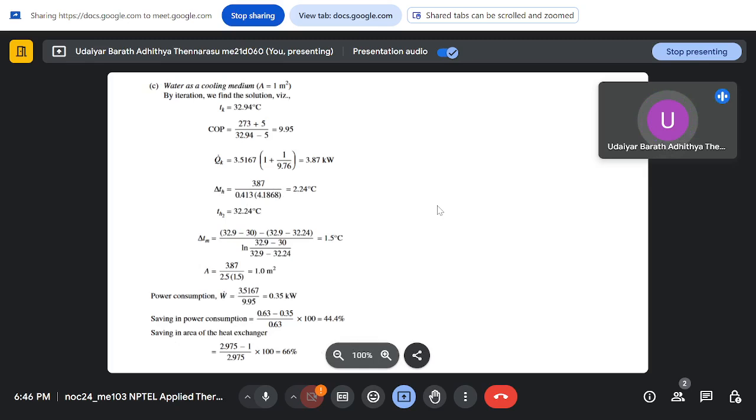Next, if we are reducing this area to 1 meter square, then what is the process? By iteration we find the solution again. So the condensing temperature is 32.94 degrees Celsius. So COP is 9.95 and Q is 3.87 kilowatt. So delta TH is your Q by MCP, which will come out to be 2.24. With that again we can find out the exit temperature, and the logarithmic mean temperature difference is 1.5, and with that the area will come out as 1 meter square.